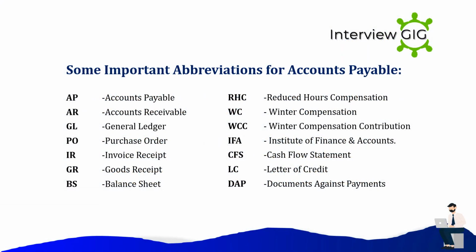Some important abbreviations for accounts payable. AP: Accounts Payable. AR: Accounts Receivable. GL: General Ledger. PO: Purchase Order. IR: Invoice Receipt. GR: Goods Receipt.